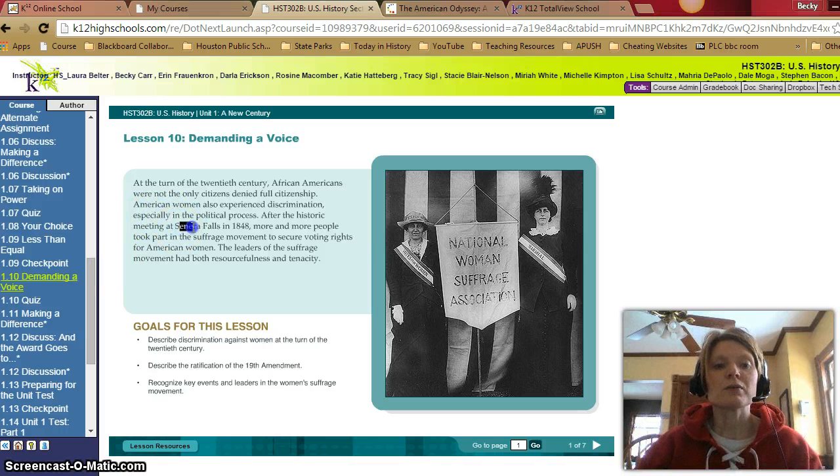And remember the Seneca Falls Convention in 1848. That's where the Declaration of Sentiments was written, which was similar to the Declaration of Independence, but it listed the rights that women had been asking for and deserving, and one of those rights in the Declaration of Sentiments was the right to vote.